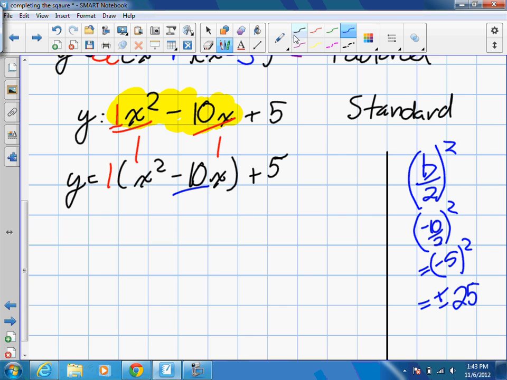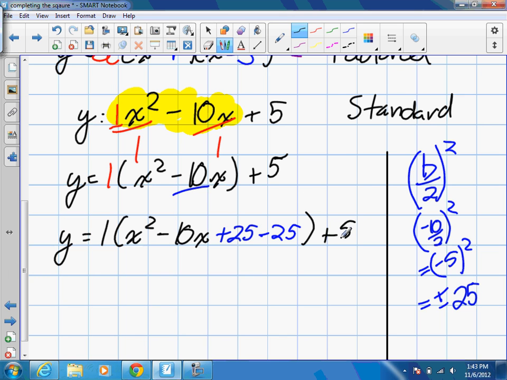So our next line reads y is equal to, we can still keep the 1, x squared minus 10x. And we're going to add 25 and subtract 25 inside those brackets. Again, that's like just putting a 0 plus 5. Now, we don't want the negative value to actually be inside. We're going to take it to the outside of the brackets.